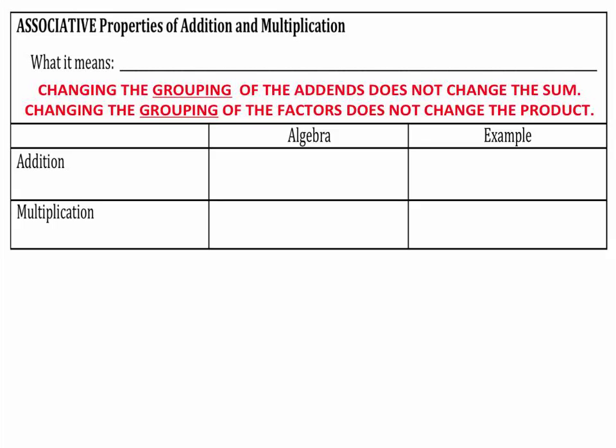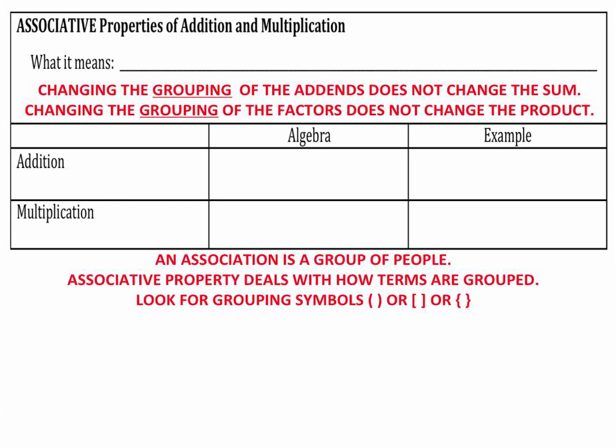Changing the groupings of the things I'm multiplying does not change the product. What I always learned this was, an association is a group of people. So the associative property deals with how things are grouped together. In math, you know things are being grouped when you see a parenthesis or a bracket or a brace. So when I look for associative property, I'm looking for things that have moved the parentheses or the brackets or the braces.